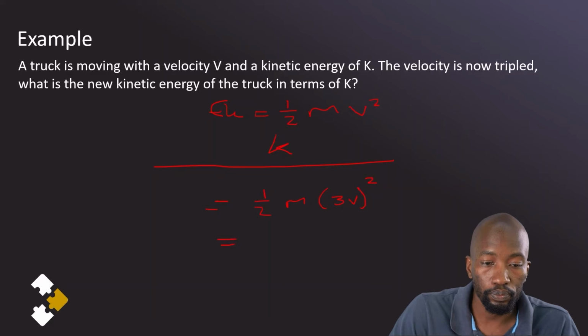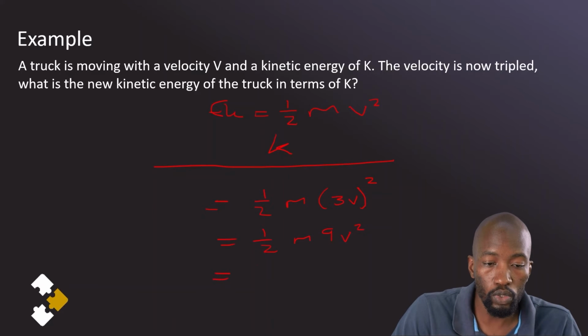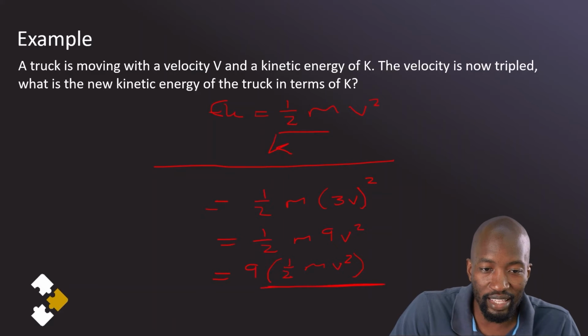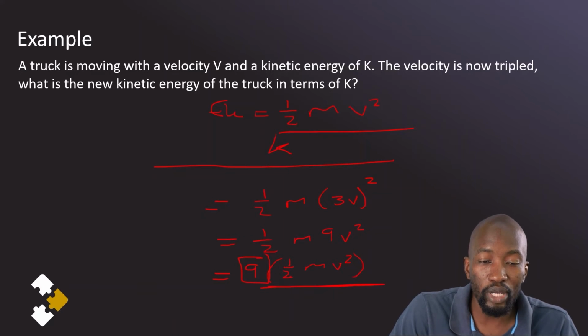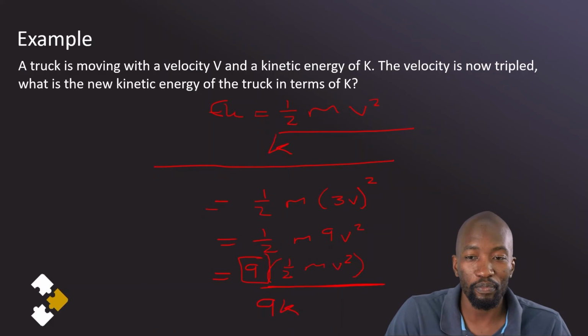So this means we have half m 9 v squared. So we can just start with the 9 and say this is 9 times 1 over 2 mv squared. Now, as you can see, this part here is the same as that one there, but now there is a 9 in front. So what happened? It means that it was multiplied by 9. So in terms of k, it's just going to be 9k. Let's carry on.